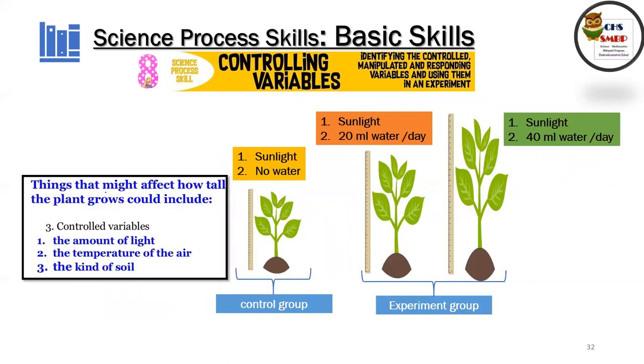So you see, things that might affect how tall the plant grows could include the amount of light. It is very important for all of this. The amount of light it receives, then the temperature of the air, and also the kind of soil, right? Here you see the three plants, and they received almost the same amount of light, same temperature of the air, and same kind of soil, but they had different water amounts, right? And that actually made a difference.